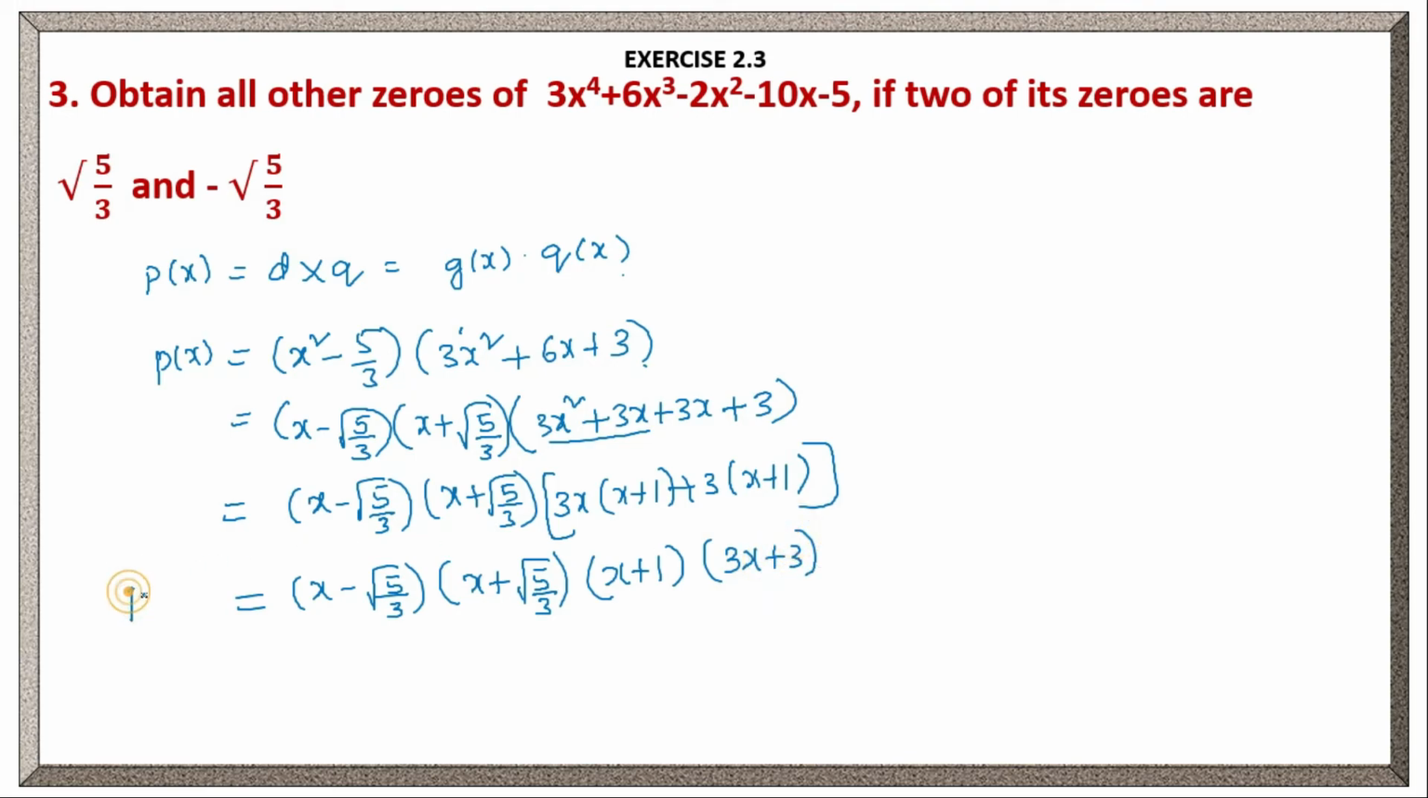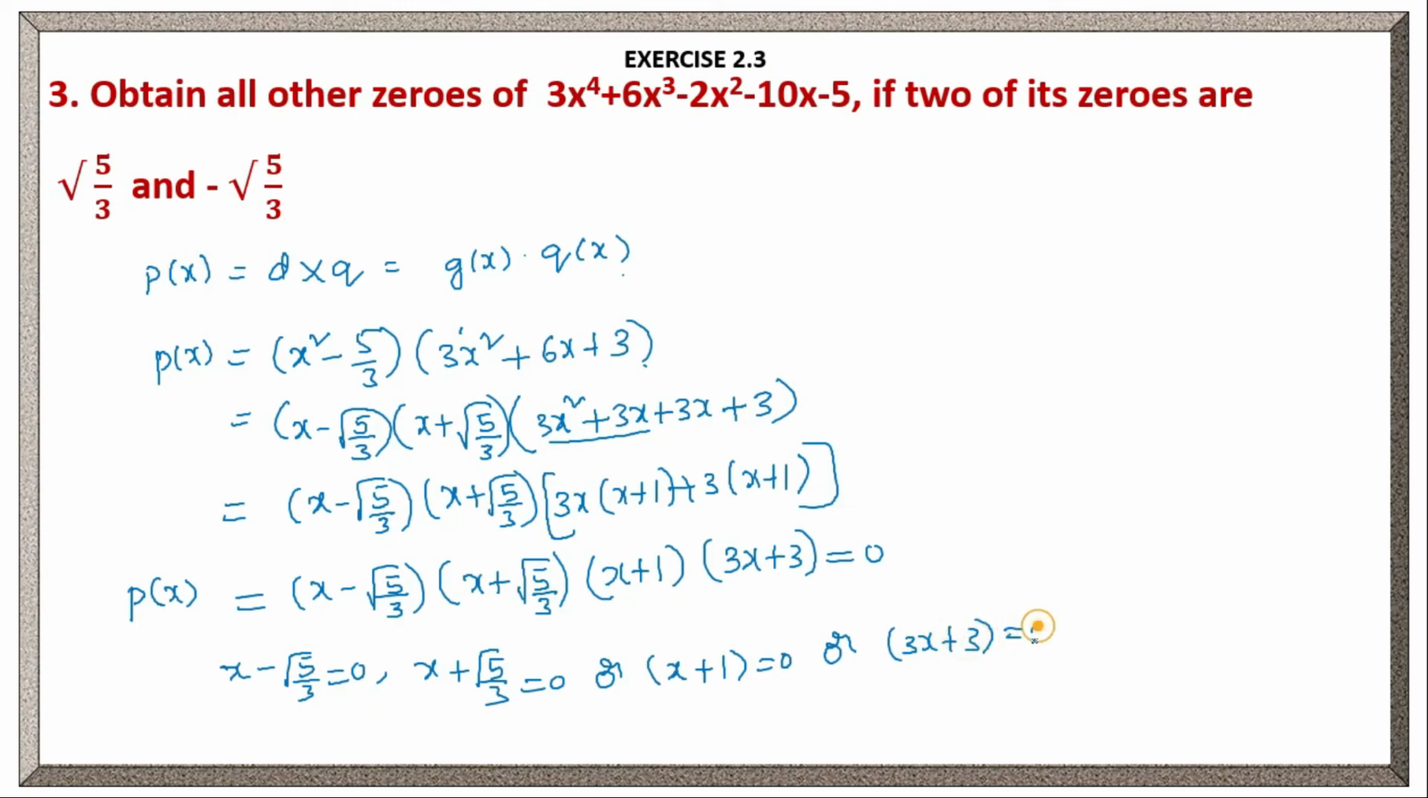So we got all the 4 factors for the given biquadratic polynomial. So if we equate the polynomial to 0, we'll get all the zeros, right? So either x minus root 5 by 3 equal to 0 or x plus root 5 by 3 equal to 0 or x plus 1 equal to 0 or 3x plus 3 equal to 0. We know the first 2 zeros. So x equal to root 5 by 3 or minus root 5 by 3.